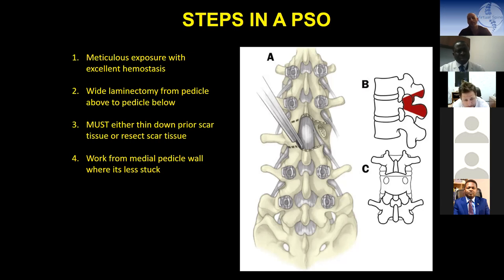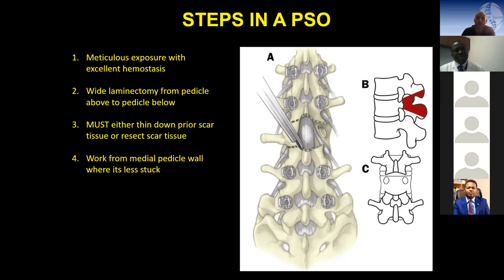After exposure, then placement of instrumentation, then do a wide laminectomy from pedicle above to pedicle below of the site of the level of osteotomy. Oftentimes this is done for revision cases. So there's often substantial scar tissue formation, which you have to take the time to thin the scar, because when you close your osteotomy, if the scar tissue is bulky, it will compress the thecal sac, and you may have issues with that. So there are times when I've actually had to resect the scar tissue and reconstruct the dura just to make it less bulky.